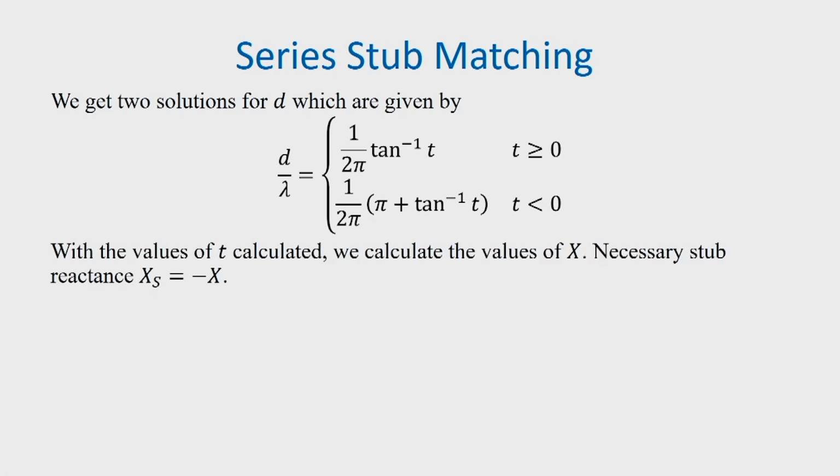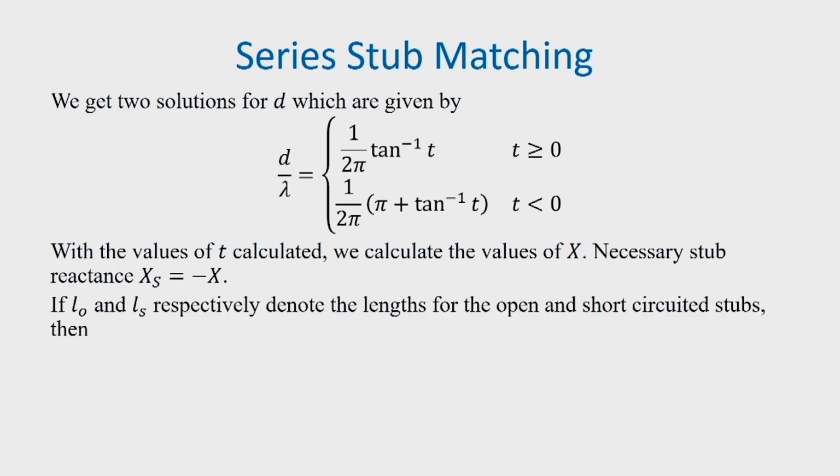So, with the values of t calculated, we calculate the value of x, and we have already shown the expression for x. When we calculate the value of x, the necessary stub reactance xs is equal to minus x. Now, as we have already said, the stub can be realized either as an open circuited stub, or it can be realized as a short circuited stub.